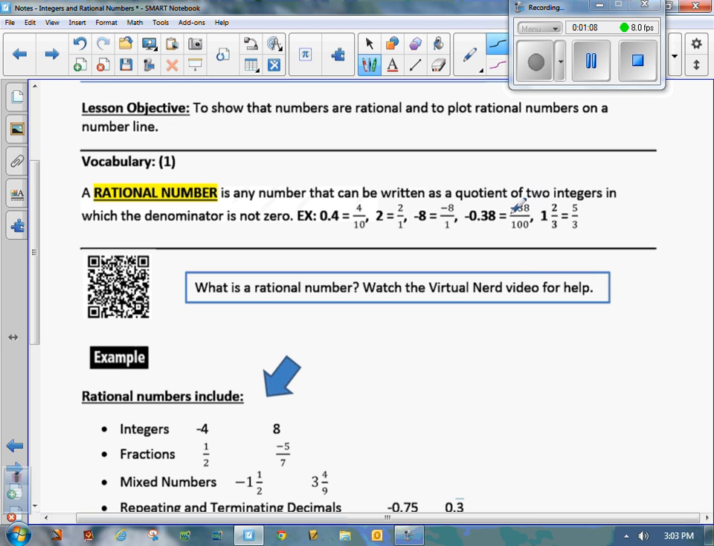Notice that these rational numbers can be in decimal form, they can be in mixed number form, they can be positive, they can be negative, as long as you can write it as a quotient of two integers, which basically is writing it as a numerator over a denominator, as long as that denominator is not 0.